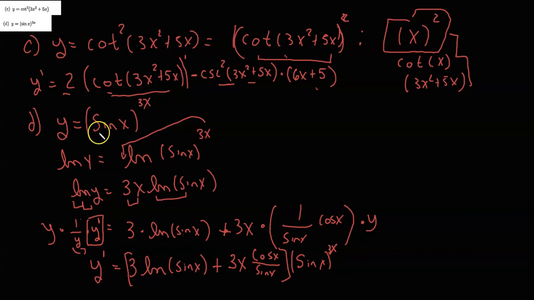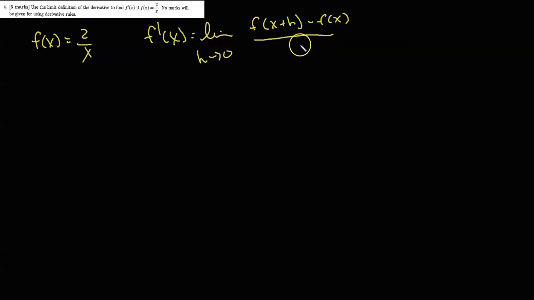Let us move on. Alright guys, question 4 is asking us to use the limit definition of the derivative to find f prime of x if f of x is equal to 2 over x. You must use the limit definition. So this is one you have to memorize. The limit definition of the derivative: f prime of x is equal to the limit as h approaches 0 of f of x plus h minus f of x, over h.